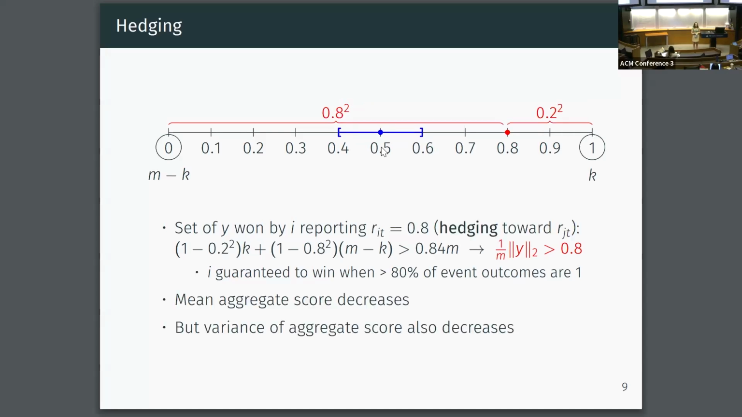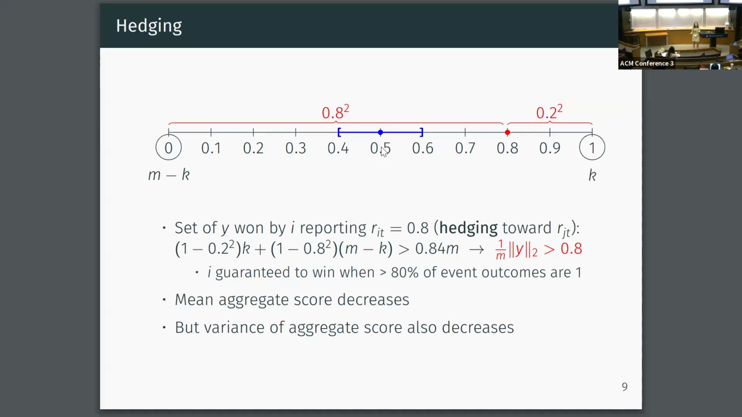But let's say that instead, i decides to report 0.8 for every event. What they're doing is hedging their report slightly towards the middle where the bad forecaster is. In that case, i is actually guaranteed to win when at least 80% of the event outcomes are 1. So this is a strictly bigger set of outcomes where i knows that she's going to win over j.